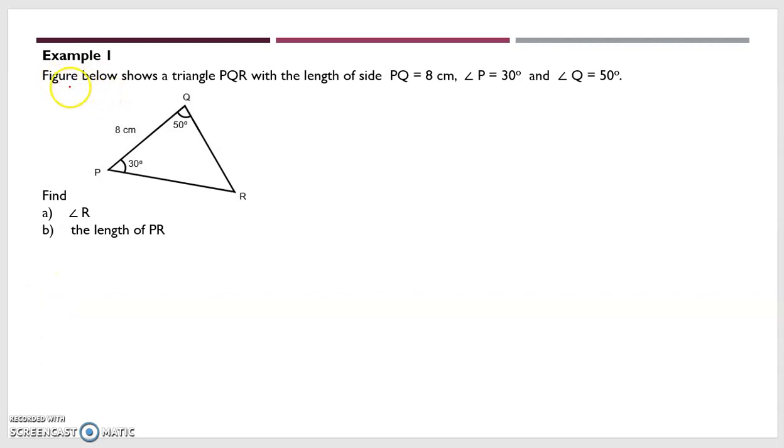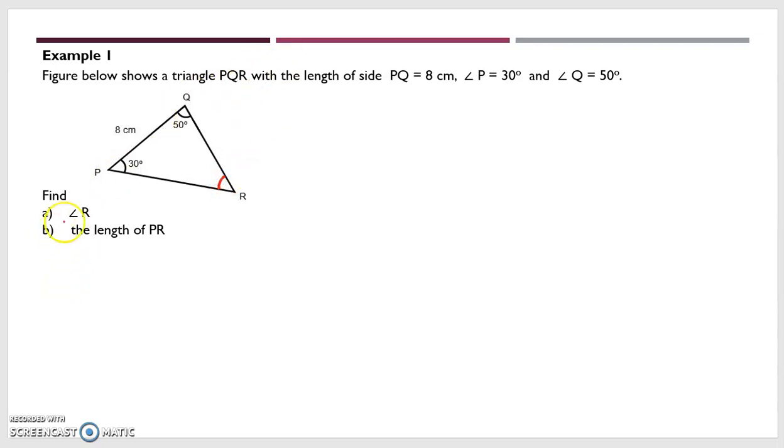Now we look at example 1. The figure below shows a triangle PQR, with the length of PQ being 8 cm. Here is the PQ. Angle P is 30 degrees and angle Q is 50 degrees. So first, find the angle of R. We need to find this angle R.